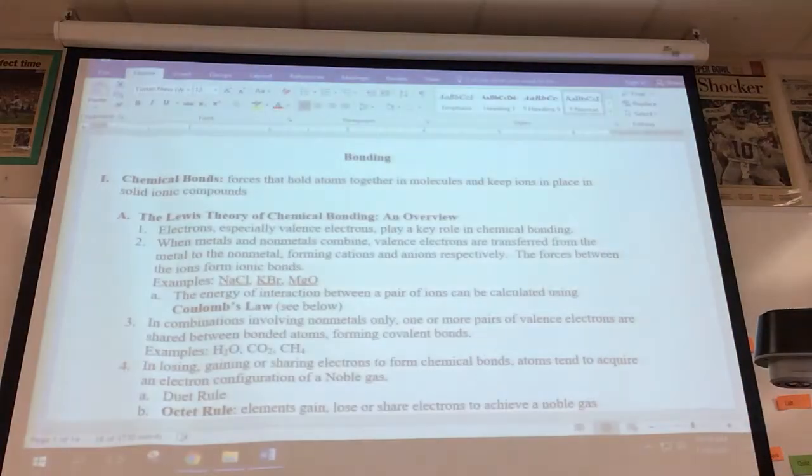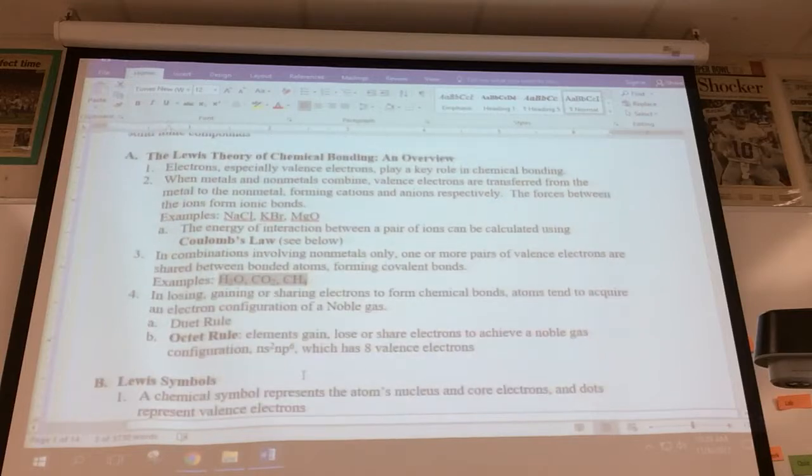So covalent versus ionic. In an ionic compound, you can actually calculate the energy of interaction between a pair of ions, and we can do so using Coulomb's law. We'll take a look at that in a little bit. When you've got nonmetals combining, you've got covalent compounds.